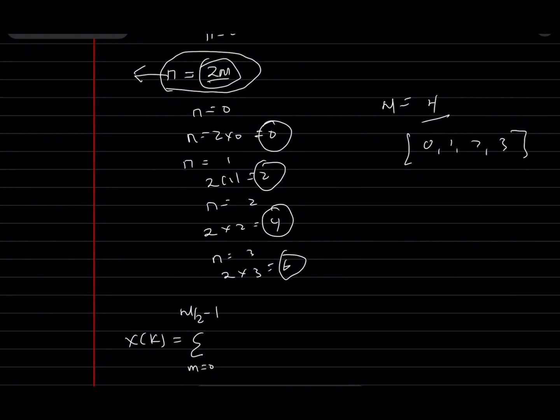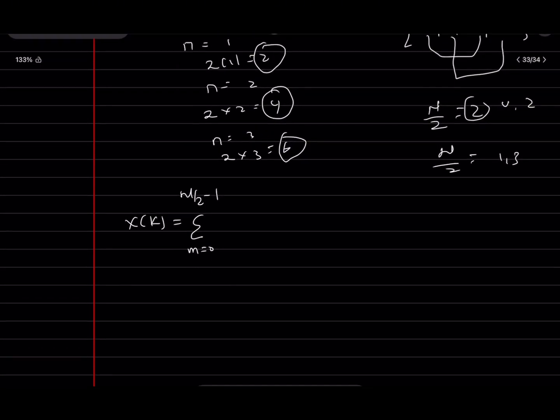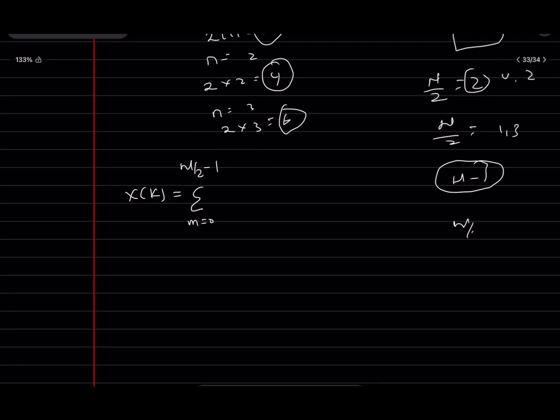If I divide this one into both even and odd, I'll get the even as 0 and 2. I also get the odd as 1 and 3, and therefore my number for the even aspect is the total number over 2, which is 2 samples, which is 0 and 2. And then my number for the odd sample is going to be n over 2, which is also 1 and 3. And therefore, the upper part is not going to be n minus 1 for the even decimation computation, but it's going to be n over 2 minus 1 for the even computation.